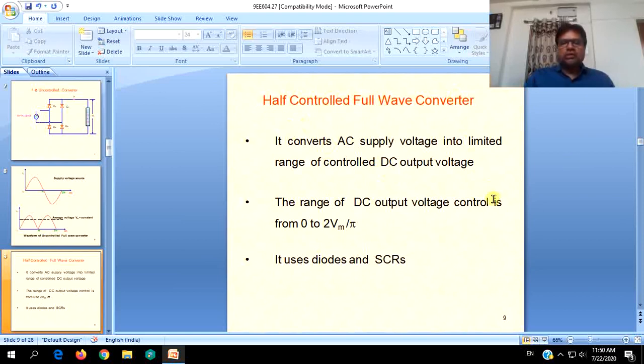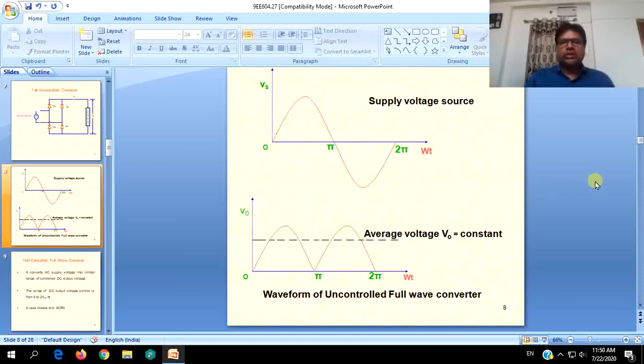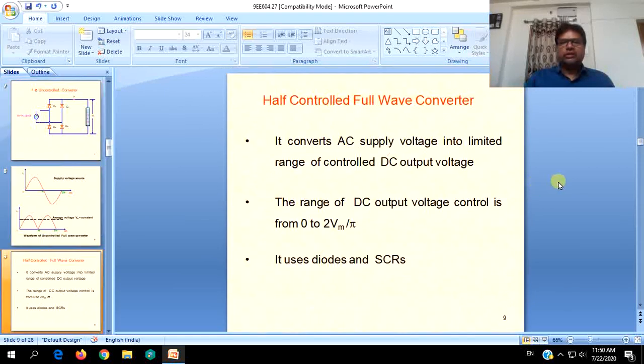Half controlled full wave converter, that is what this circuit is. It converts AC supply voltage into a limited range of controlled DC output voltage, where the DC output voltage control is from 0 to 2 Vm by pi, or you can consider this as 0 to Vm by pi by 2. That is the range over which you can control. It uses diodes and SCRs. So half controlled, as the name indicates, is semi, a combination of SCRs and diodes.